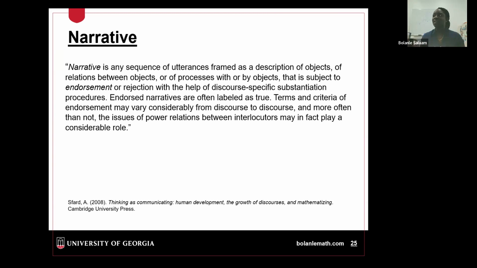Narratives are any sequence of utterances framed as a description of objects, of relations between objects, or of processes with or by objects that is subject to endorsement, so substantiation, proving true or proving false, with the help of discourse-specific substantiation procedures. Endorsed narratives are often labeled as true. Terms and criteria of endorsement may vary considerably from discourse to discourse, and more often than not, the issues of power relations between interlocutors may in fact play a considerable role. So this narrative here is referring to scholarly mathematical discourse, but students can also have personal mathematical discourse.